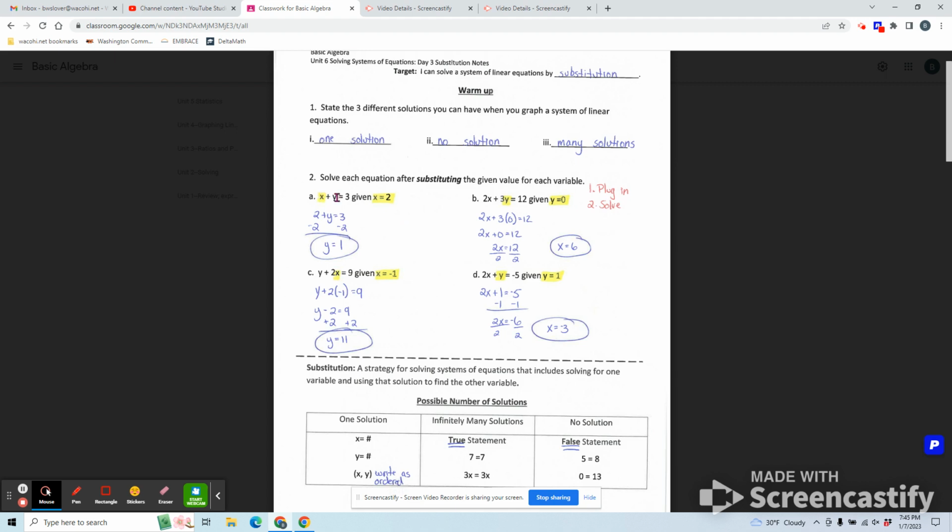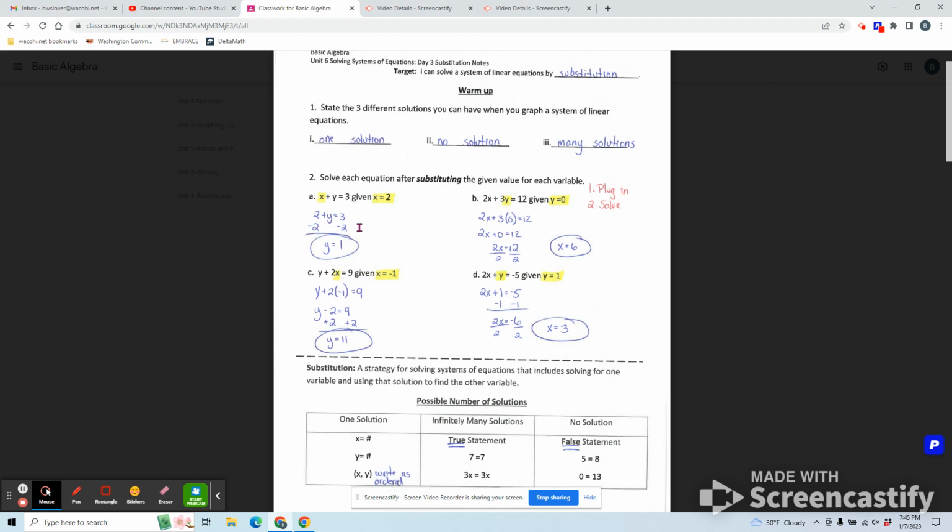So it says x plus y equals 3, given x equals 2. Where I see an x, I'm going to plug in a 2. So 2 plus y equals 3. We've seen that before. This is, I think, the fourth time we've seen something like this semester. The new part is now I want you to solve for that unknown variable. Since I replaced the x with something, my unknown variable is the y. So I'm going to solve for y.